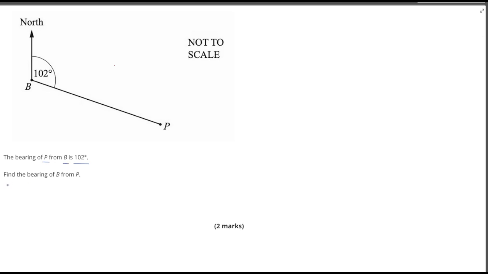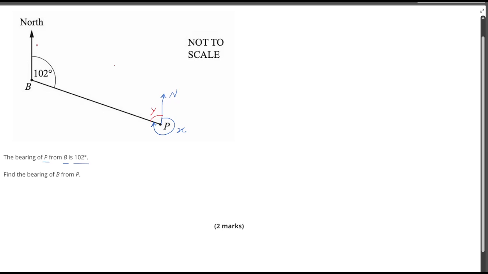Now the question is to find out the bearing of B from P. So when I want to find the bearing of B from P, that means I should have a north direction at point P. So let us draw this north direction and then I have to find this angle. This is your bearing of B from P. Let us consider this as X. Now let us understand the concept. Here I will draw this angle. Now let us name this angle Y.